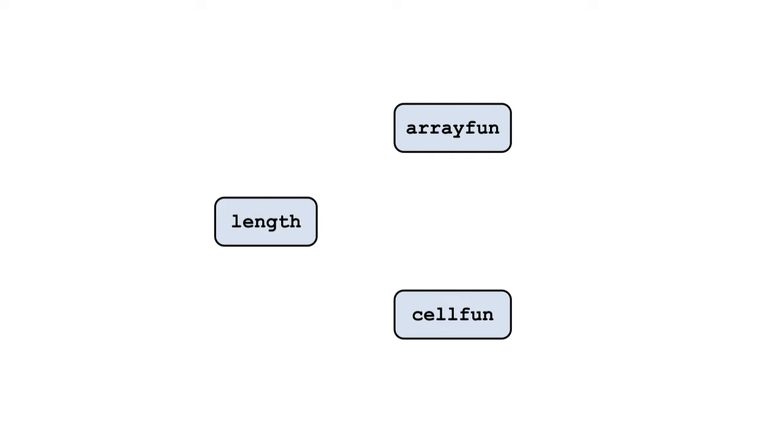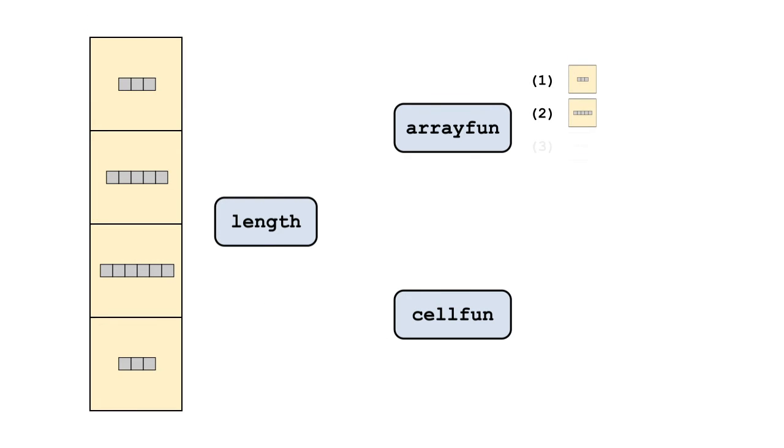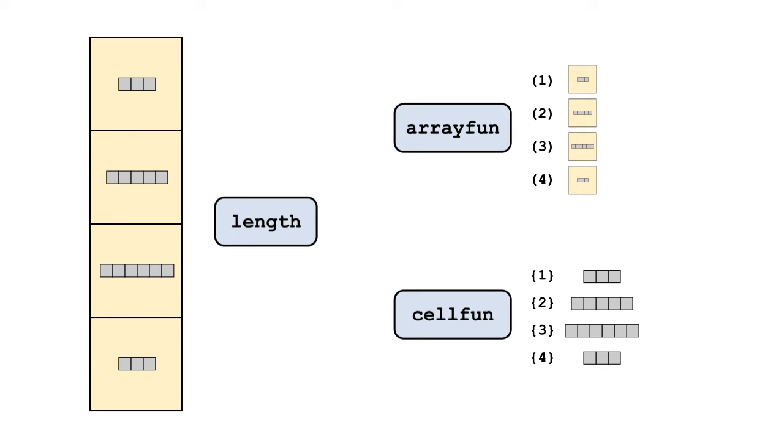They take two inputs, an operation to perform and an array to apply the operation to, element by element. ArrayFun applies the operation to each element of the array as if you were indexing using parentheses. CellFun applies the operation to the contents of each element as if you were indexing using curly braces. To specify the operation, use a function handle. You can create one by preceding the name of the function with an @ symbol.